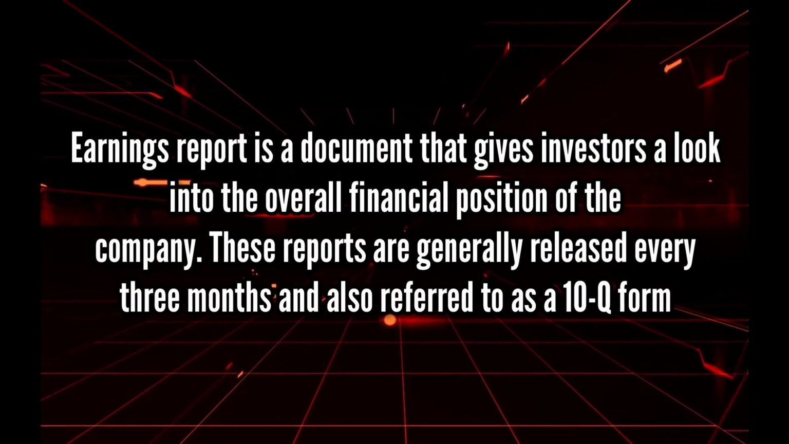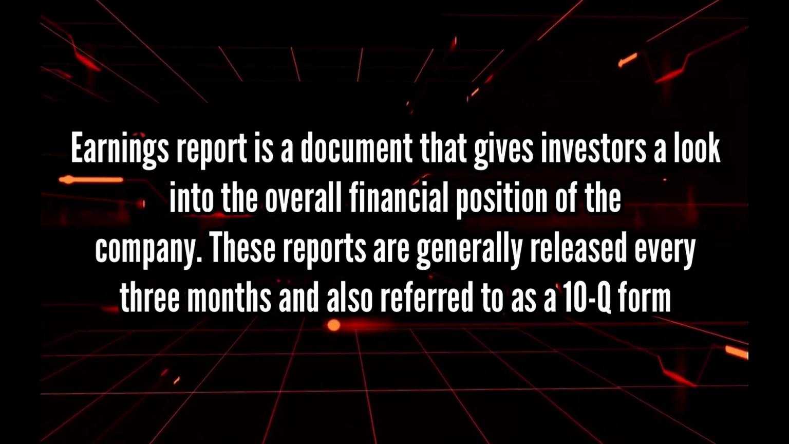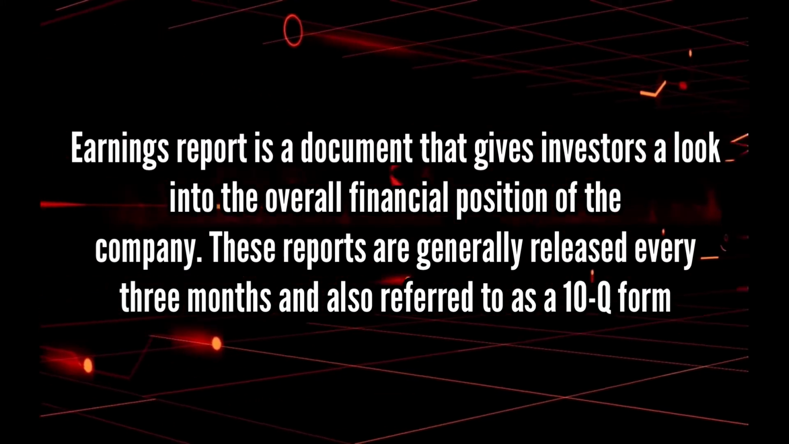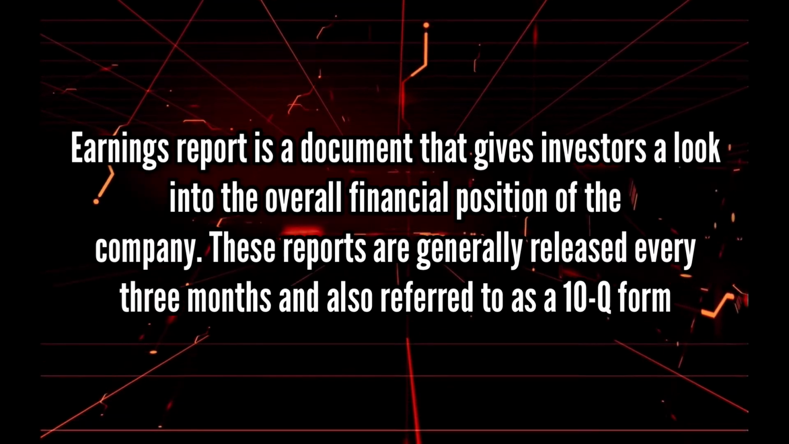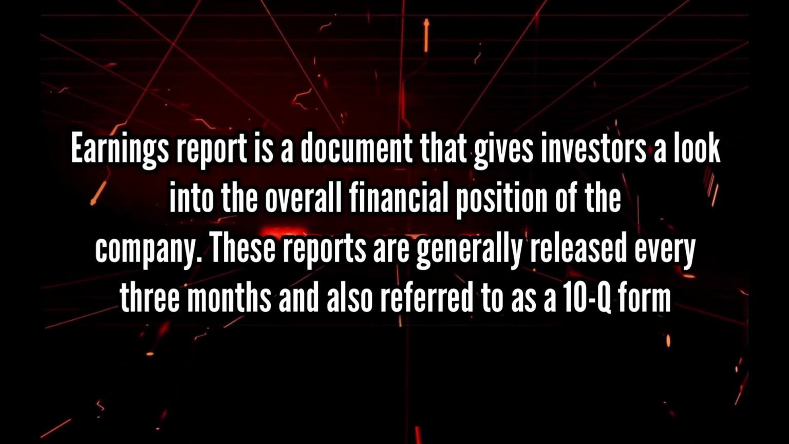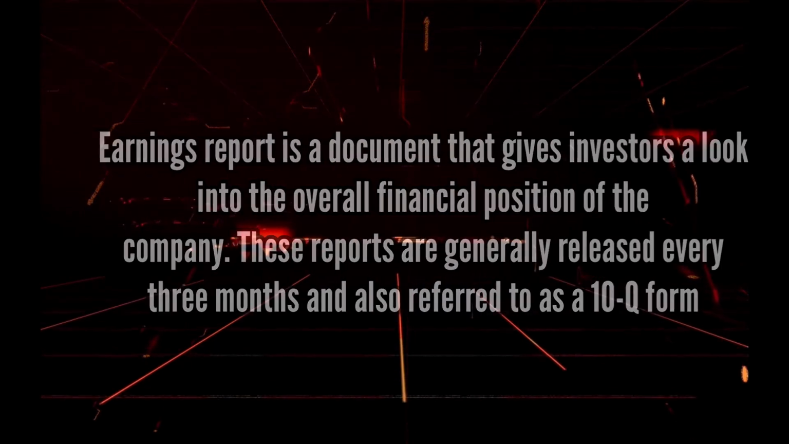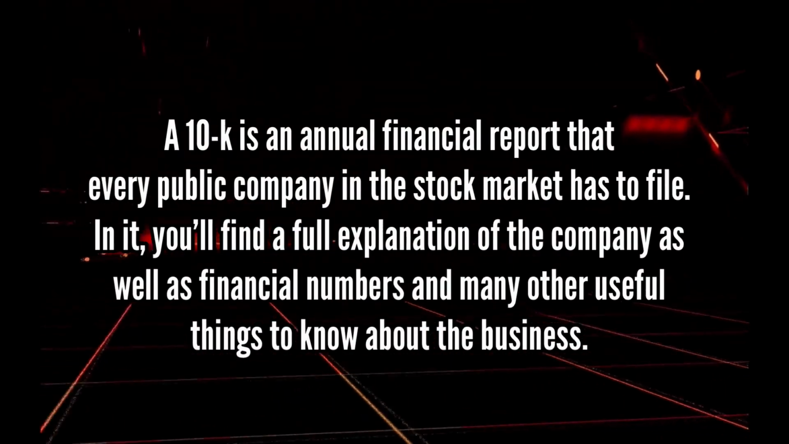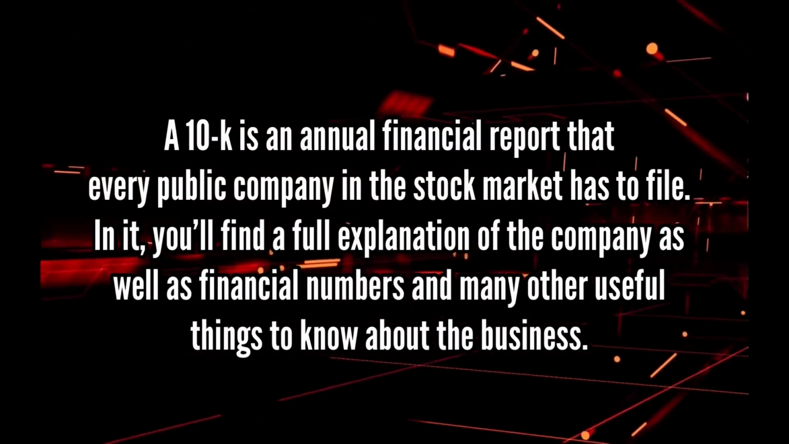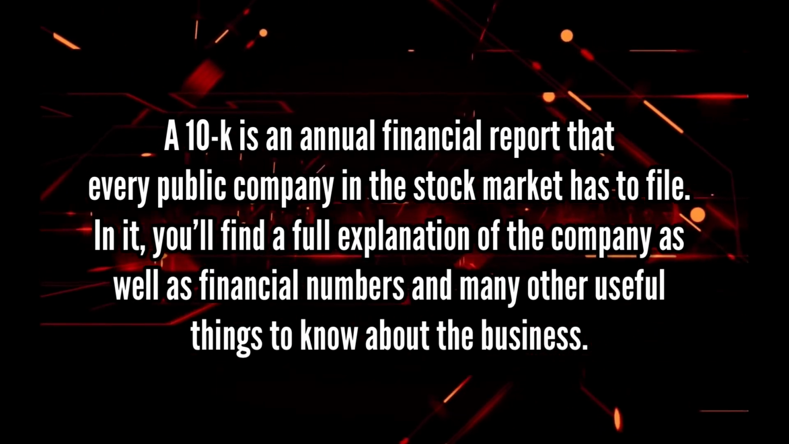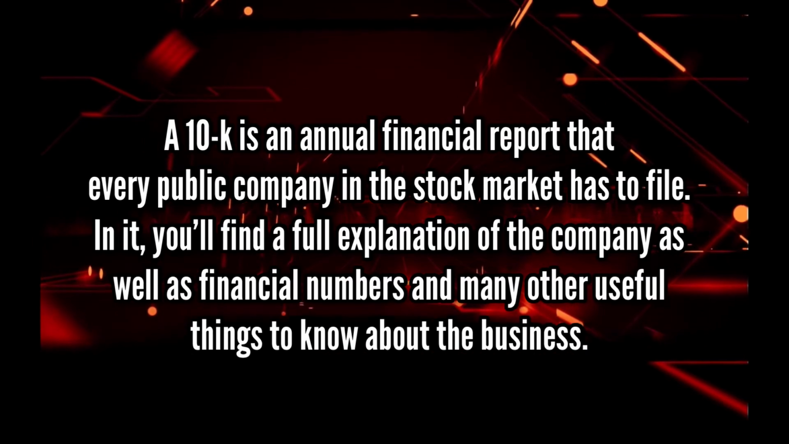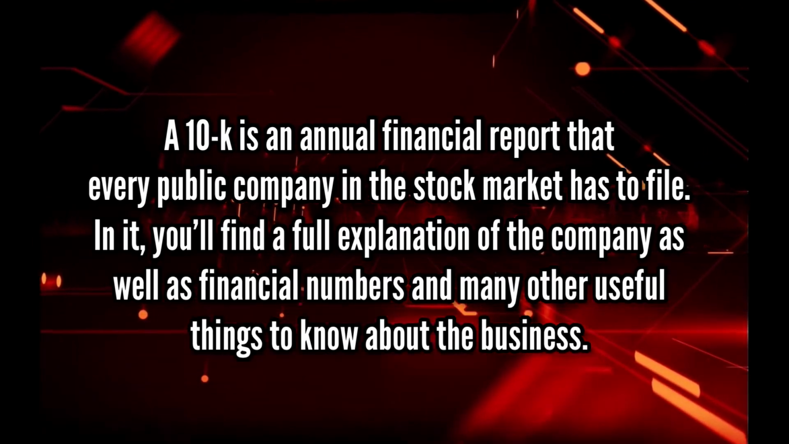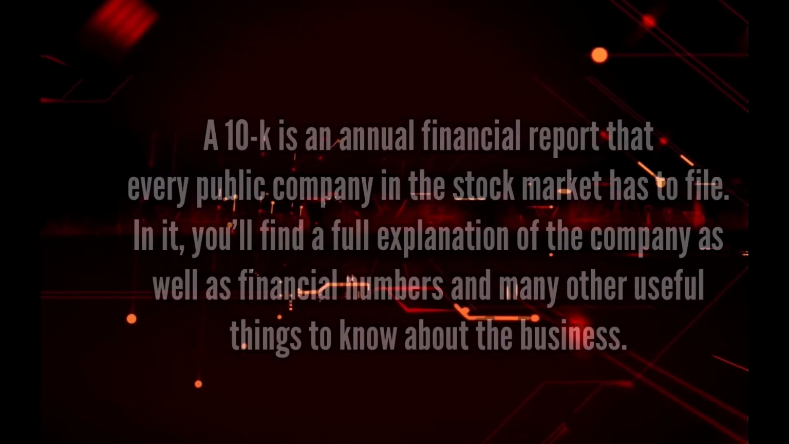Earnings report is a document that gives investors a look into the overall financial position of the company. These reports are generally released every 3 months and are also referred to as a 10-Q form. A 10-K is an annual financial report that every public company in the stock market has to file. In it, you'll find a full explanation of the company as well as financial numbers and many other useful things to know about the business.